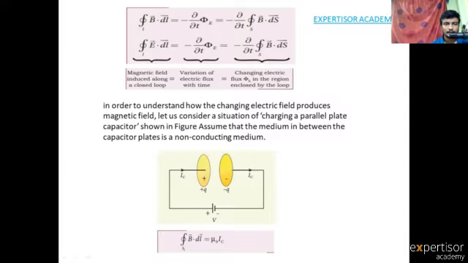Here, in order to understand how a changing electric field produces a magnetic field, let us consider the situation of charging a parallel plate capacitor shown in the figure, assuming that the medium between the capacitor plates is a non-conducting medium.